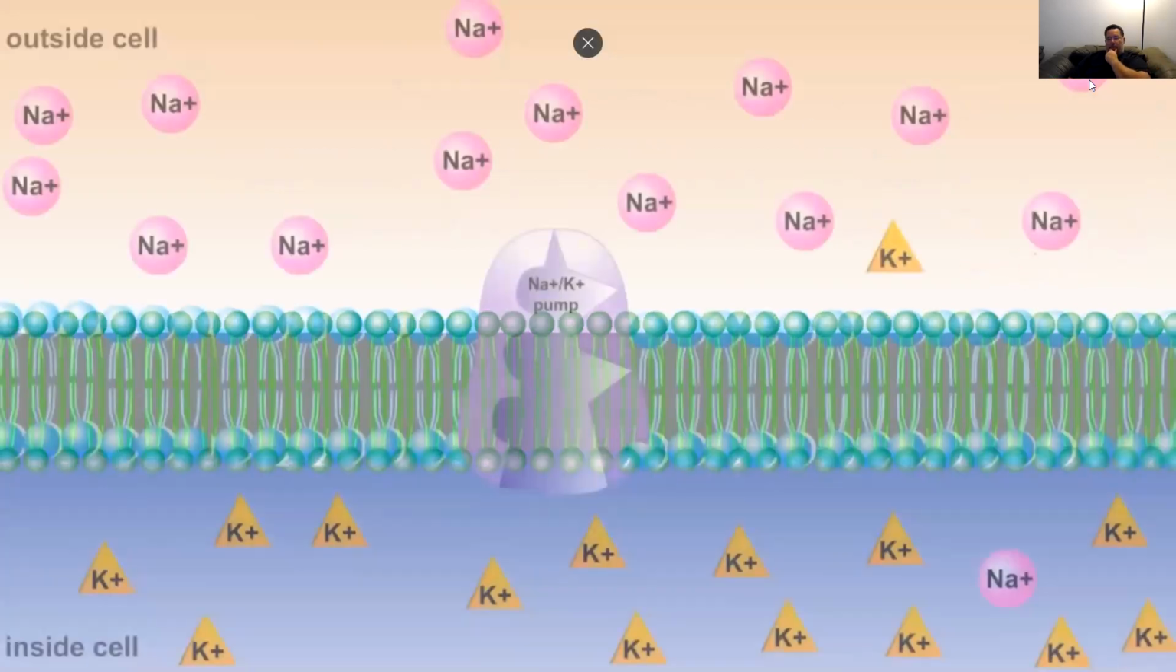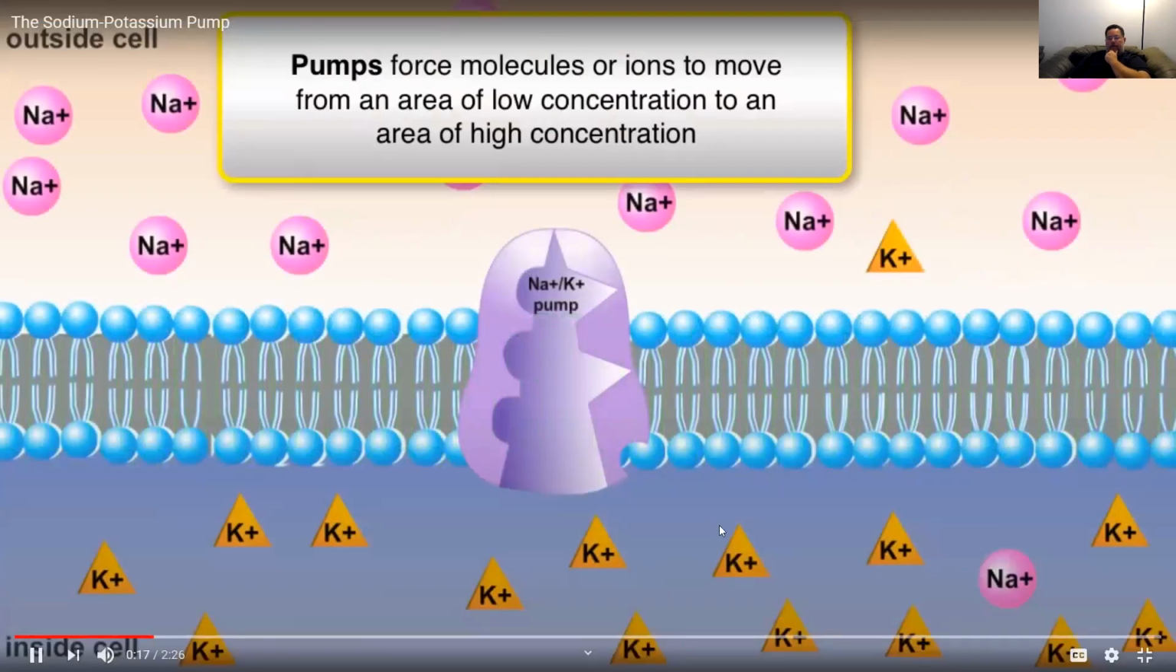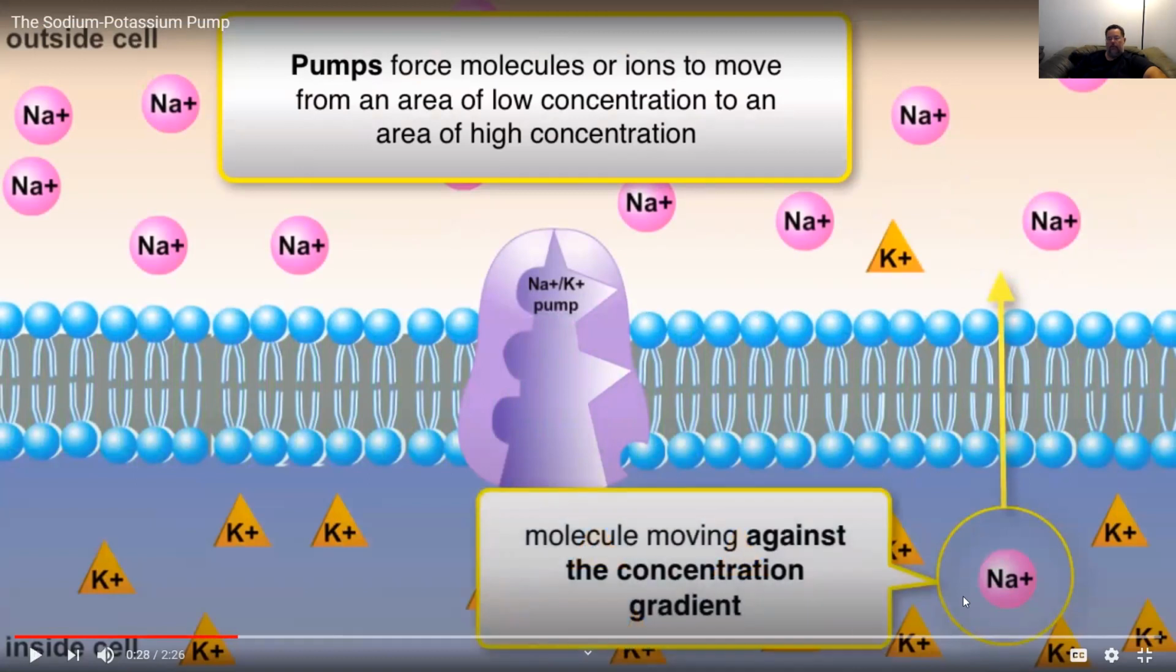So the proteins that conduct this form of transport are often called pumps because they force molecules or ions to move from an area of low concentration to an area of high concentration. This is commonly referred to as against the concentration gradient. So remember, the sodium would normally diffuse into the cell because the sodium is in a higher concentration on the outside of the cell, while the potassium is in a higher concentration on the inside. So it takes energy to push the sodium out, and it takes energy to move potassium back into the cell because it's going against the concentration gradient of those particular cations.